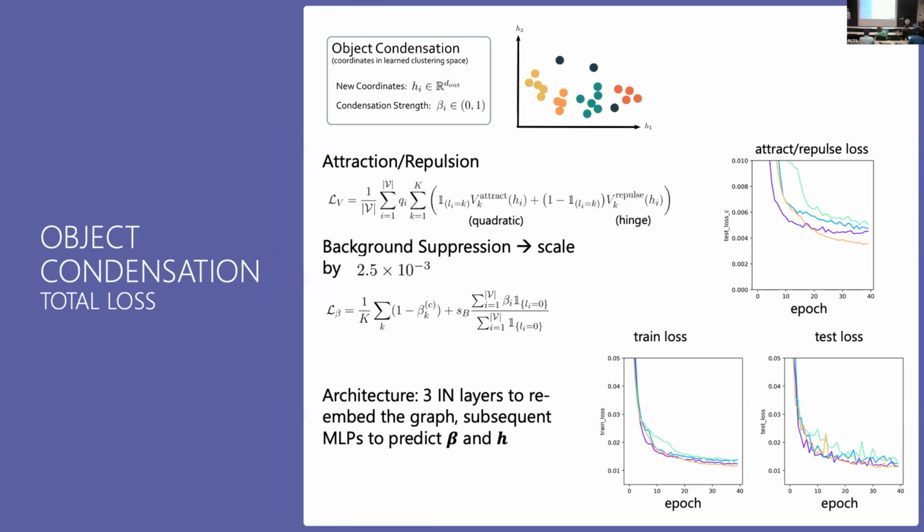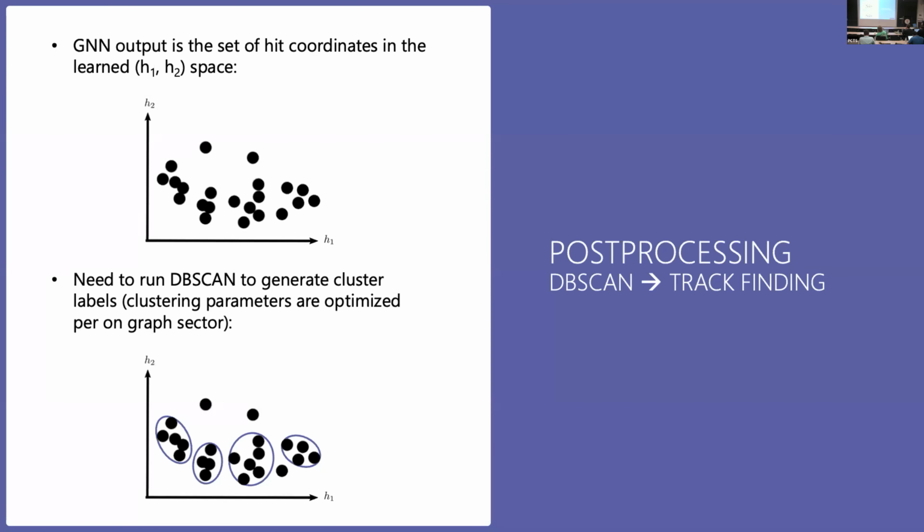Here's just to highlight what we're actually doing. There are three interaction networks used to facilitate the learning here. Once you've re-embedded the graph three times with these interaction network modules, you take the coordinates that you've learned and pass them through some MLPs to get beta, the condensation likelihood, and H, the learned clustering space coordinates. You can see here, as an example, the attraction, repulsion, loss curve, and the train and test loss converging for various choices of hyperparameters.